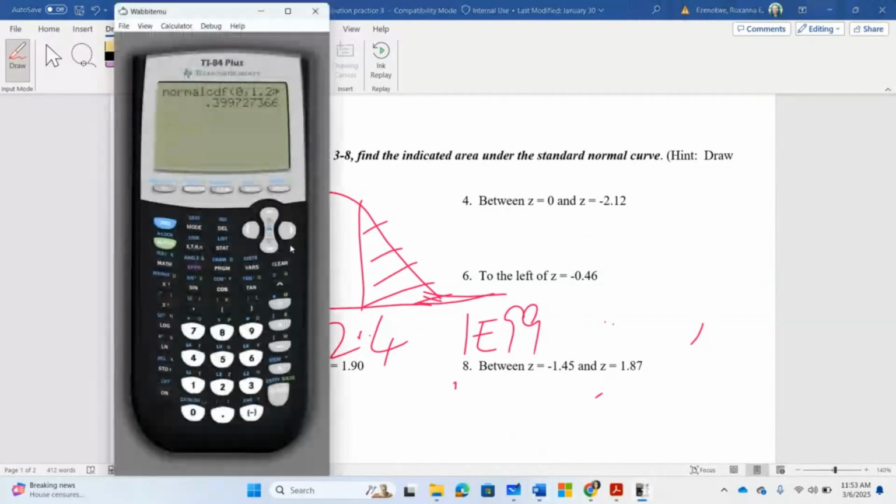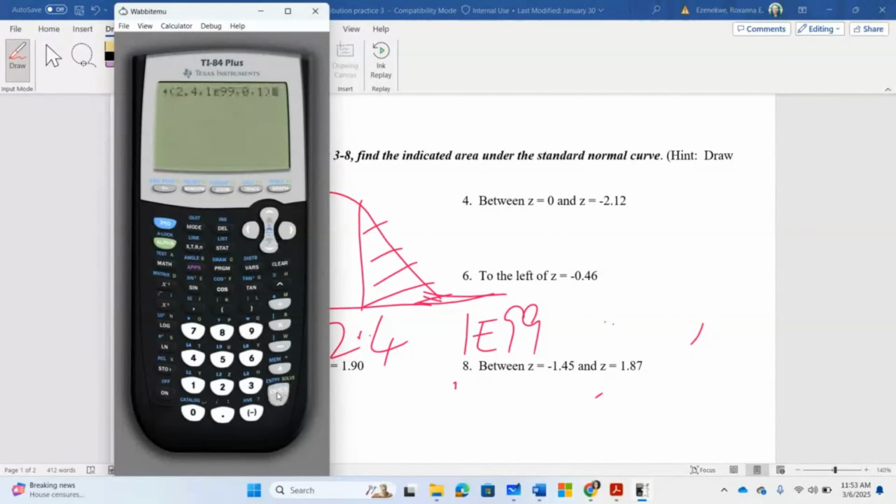Calculate the area. How do I do that? I'll go to distribution again. Normal CDF because it's area under the normal curve. What is the smallest number? 2.4. What is the highest number? 1 E to the power 99. The mean is 0, standard deviation is 1.